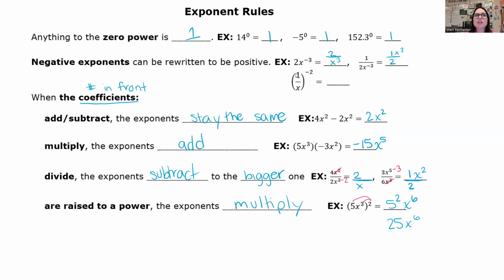Another situation is that you have stuff in parentheses and it's all raised to a negative exponent. So what you can do if you have something in parentheses and it's all raised to a negative exponent, you just take that fraction and you make the reciprocal. You just flip it upside down. So we get x over 1, and then it becomes a positive exponent.